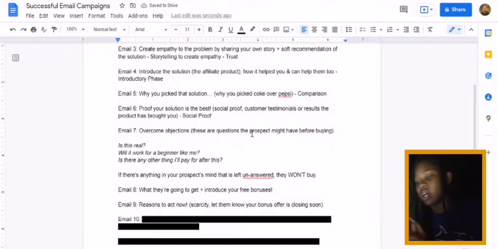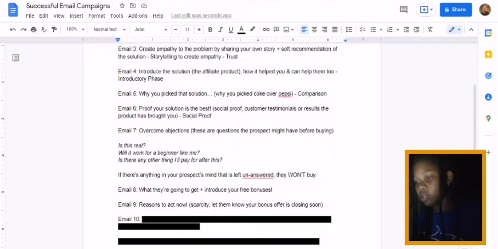Reasons to act. Now, scarcity is always good when you want to sell. You need to show these people that there's no time. So you let them know that they should take action now, or maybe you are going to take away the bonuses after 24 hours. So if they don't buy now, they are not going to get the bonuses. Just give them reasons to take immediate action.